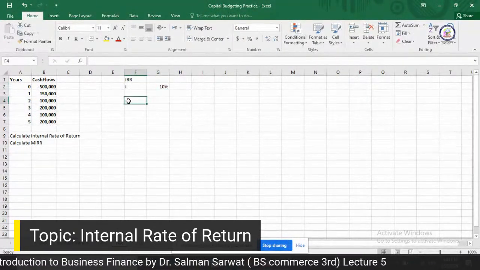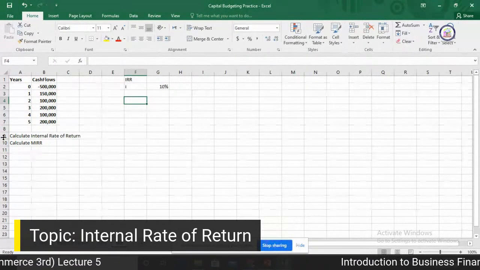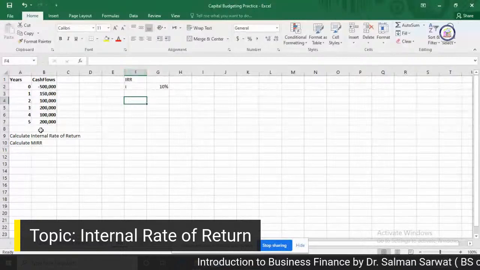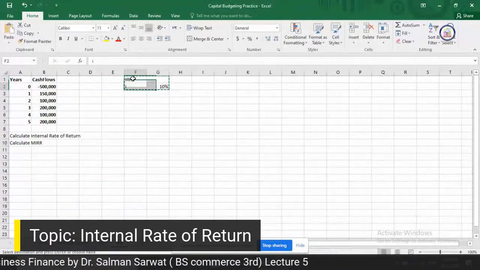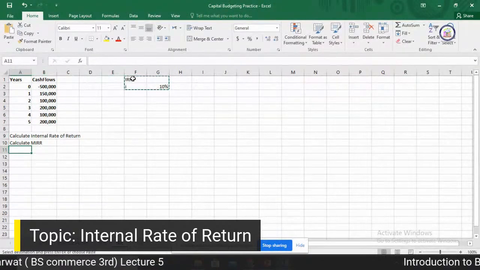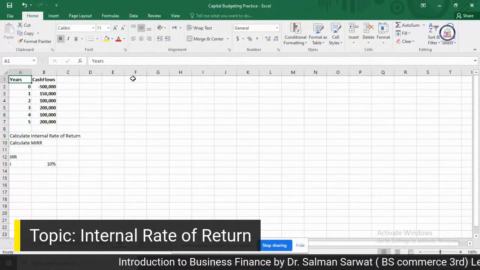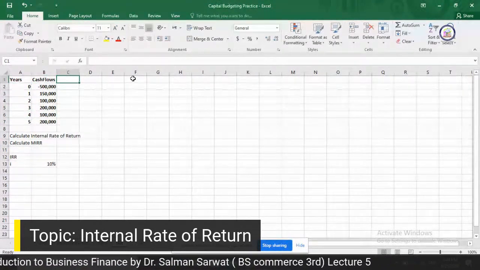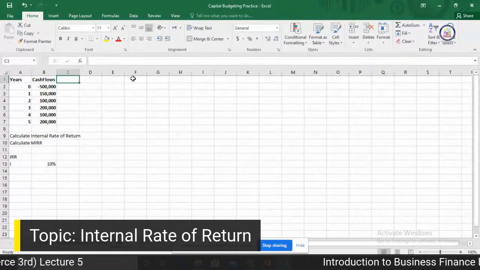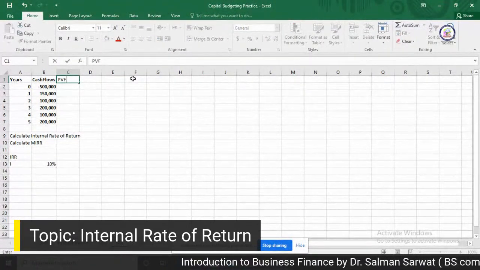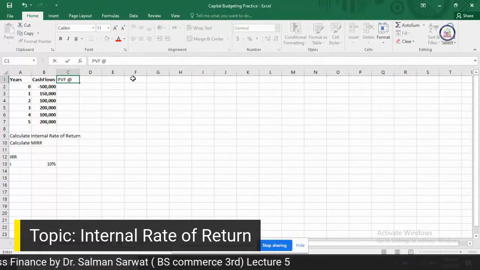At a 10% rate, what would be the present value of these cash flows which are written over here? In order to find out, I think we should solve it horizontally. So I'm writing here, what would be the discount rate factor, present value factor at 10%.